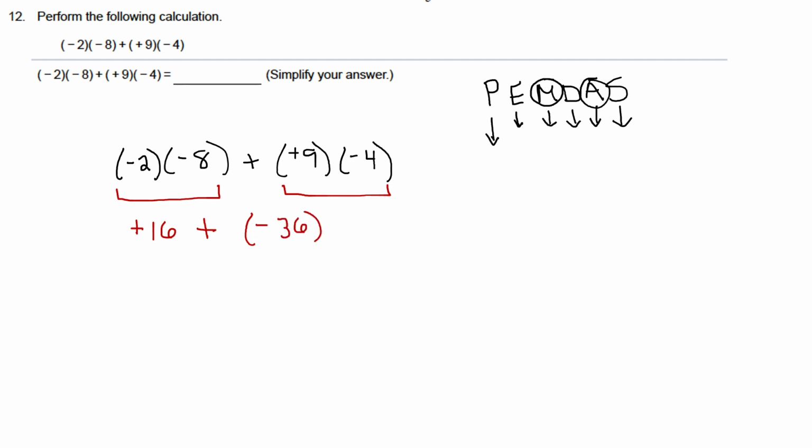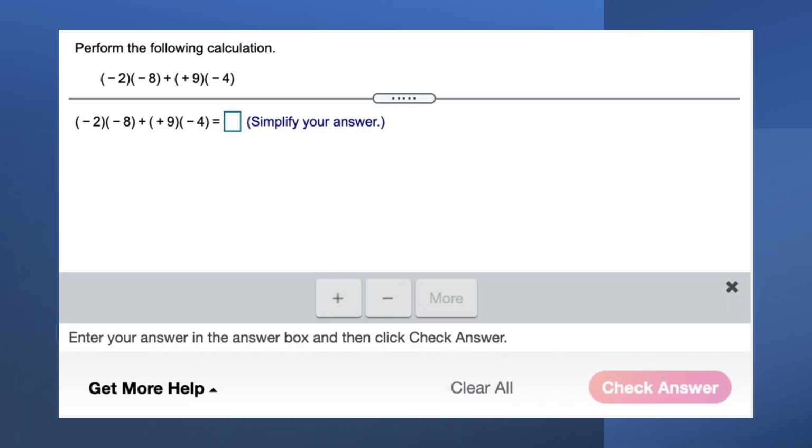Now I want to add these two numbers together. Positive 16 plus a negative 36 gives me a negative 20. Again, you can do this on your calculator. To type in negative 20, we'll put our cursor in the answer box, select the negative sign, type in 20, and check our answer.